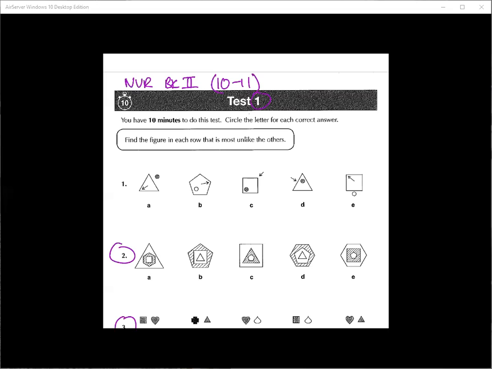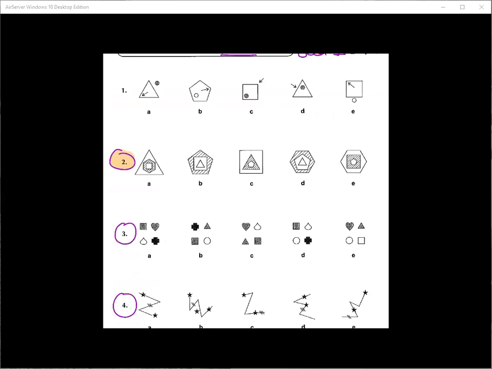Okay, question number 2. Let's have Mr. Yahya join me on question number 2, please. So Yahya, what are we finding out here in this question? Find the figure in each row that is missing the others. So you've got to find the odd one out. So we're looking for the odd one out. Question number 2.